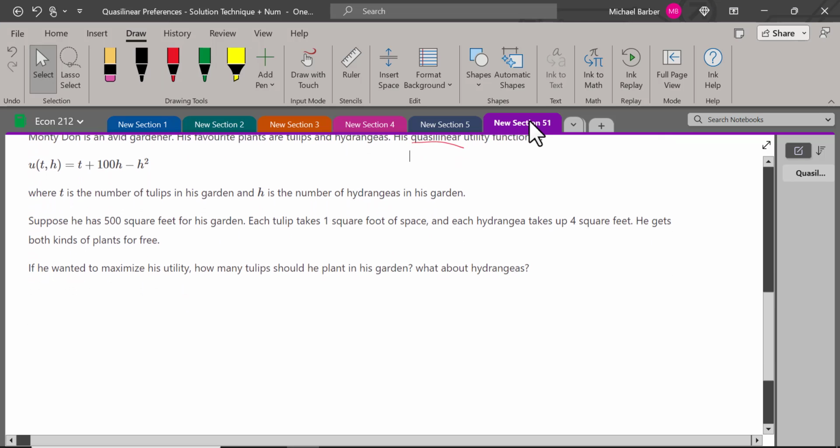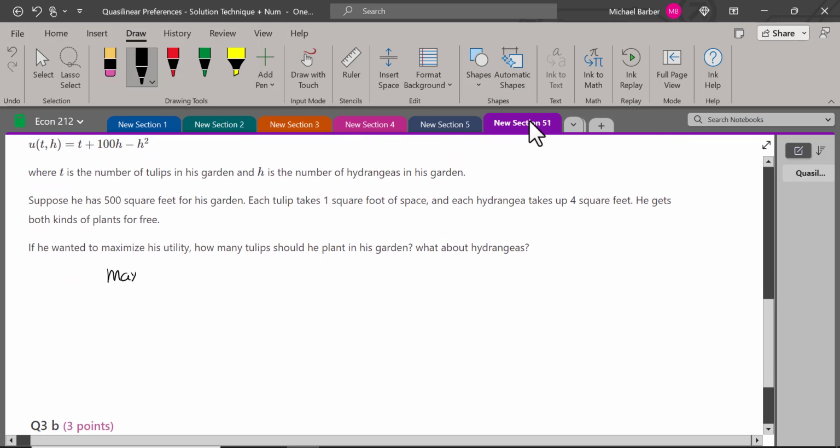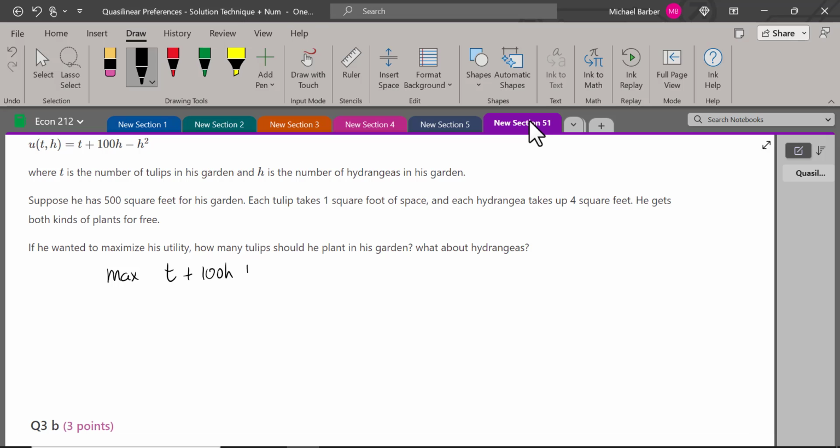Okay, so the problem is to maximize this utility function, T plus 100h minus h squared, subject to the budget constraint, where each tulip takes up 1. So the quote unquote price of a tulip is 1 square foot, the price of a hydrangea is 4, and he has 500 square feet. So here's our problem, and we're trying to pick t and h to maximize this function, right?